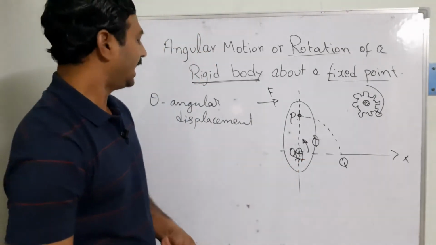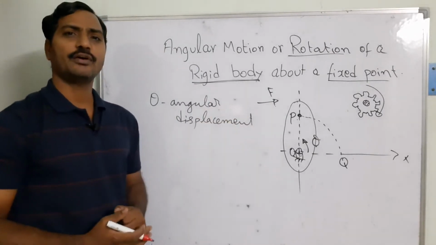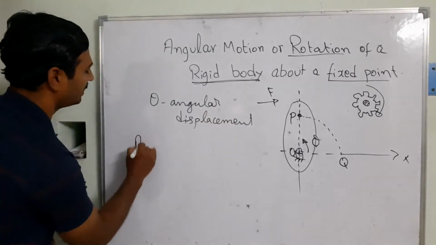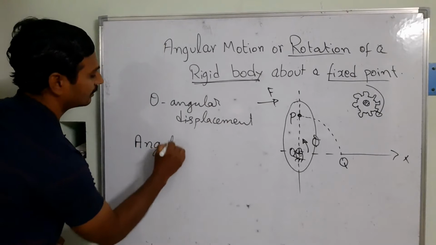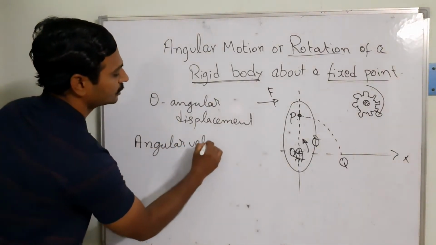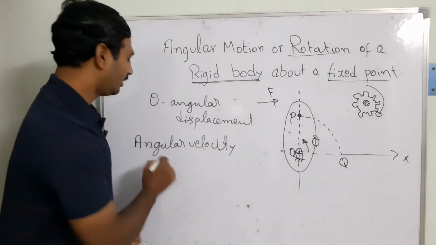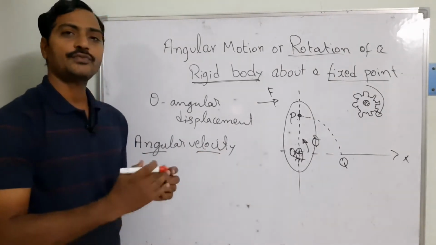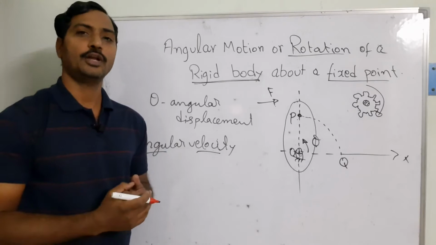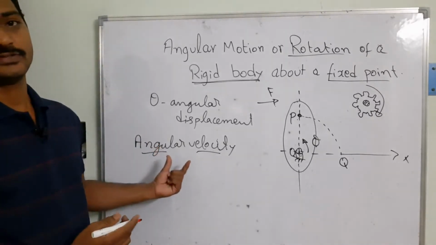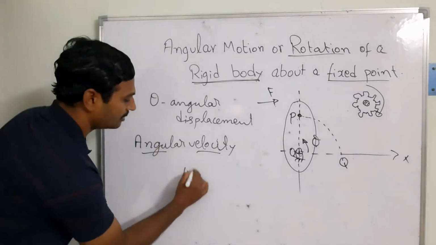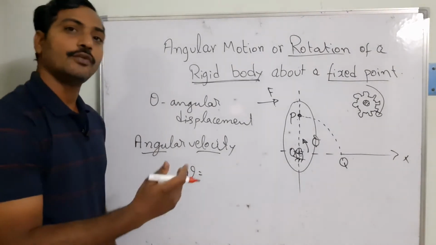Now can you calculate the angular velocity for this object? So how to calculate the angular velocity? Angular velocity is nothing but the rate of change of angular displacement. That is indicated by the letter omega. The rate of change of angular displacement.